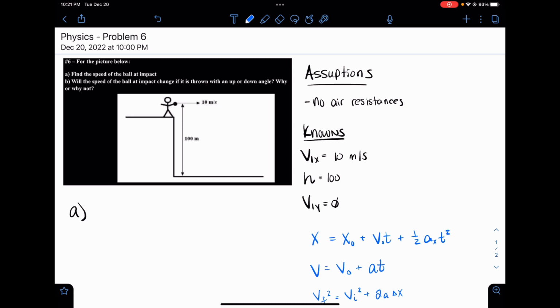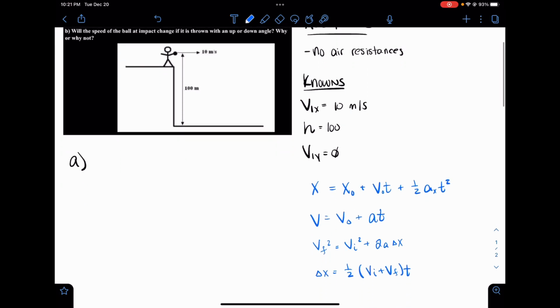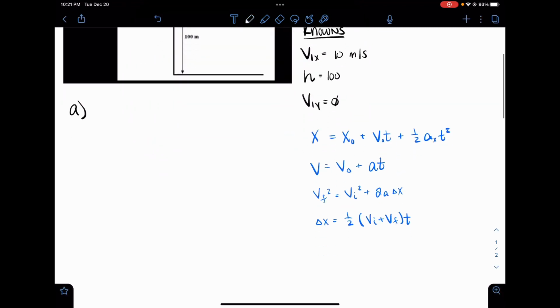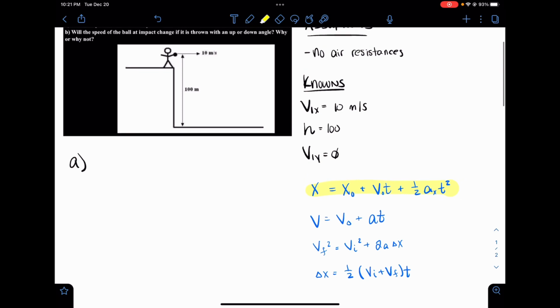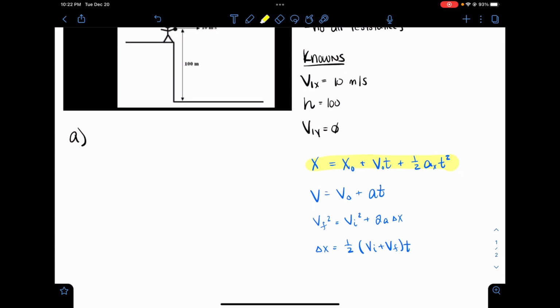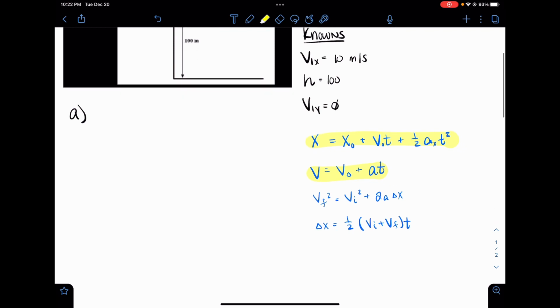Given this is our first time using kinematics equations, I wrote all 4 of the kinematics equations out over here. I would say this is the first and most important kinematics equation that you could use. For the most part, you can do a lot of these problems with just that one. It's just position equals some initial position plus your initial speed times time plus 1/2 acceleration in that direction times time squared. The second is just velocity equals some starting velocity plus acceleration times time.